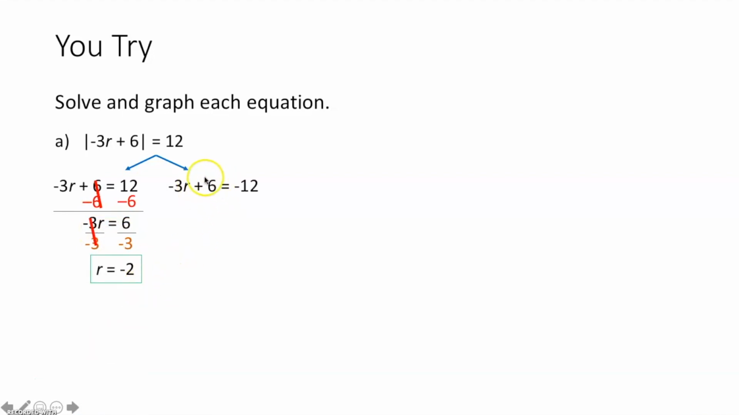On this side, again, get rid of this plus 6 by subtracting 6 on both sides. These are going to cancel out, and over here, negative 12 minus 6 is the same as negative 12 plus negative 6, so it's going to be negative 18.